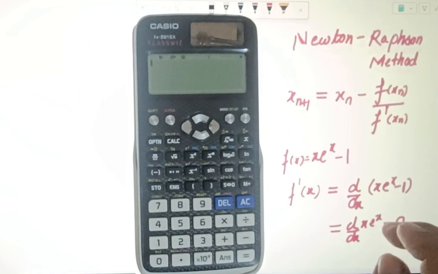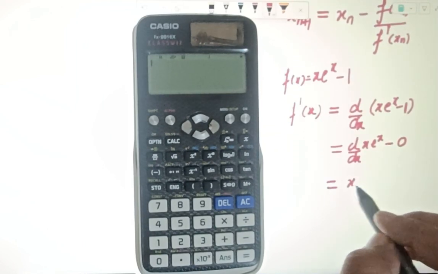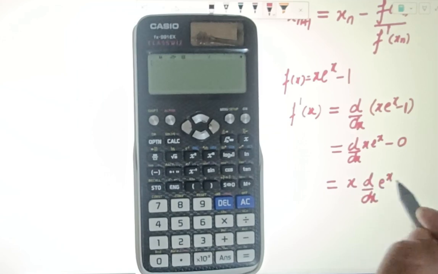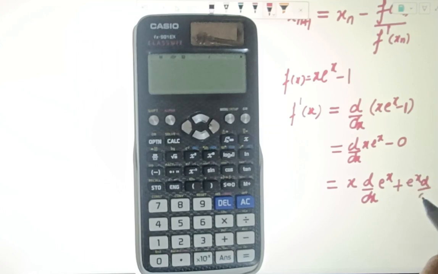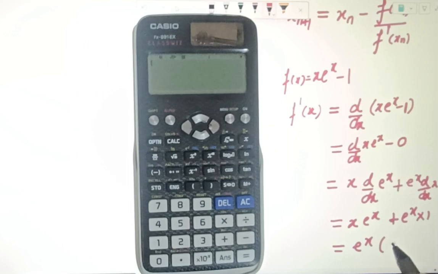So what is the derivative of that? First function times the derivative of the second function, d by dx of e to the power x, and then plus the second function times the derivative of the first function. So you will compute it as x e to the power x plus e to the power x into 1. So it is e to the power x, you can take common outside, x plus 1. So it is your derivative.